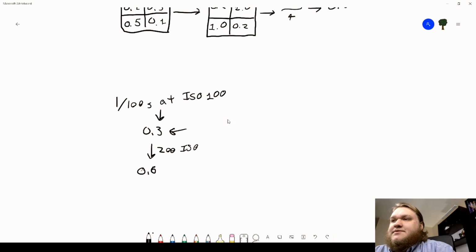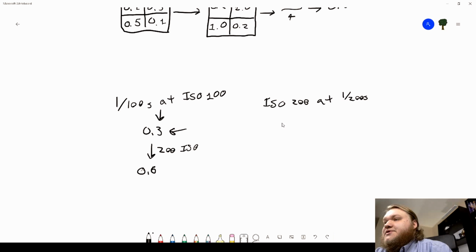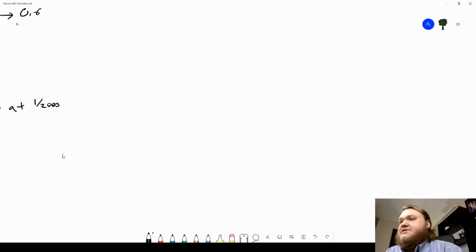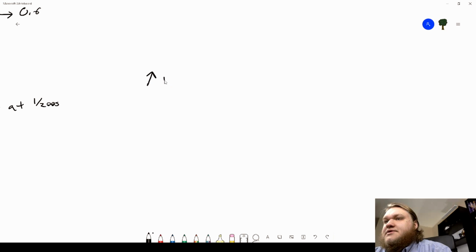So what this means that we can do is, if we have ISO 200, then we can shoot at 1/200th of a second. Because our shutter speed is twice as fast, we're going to get half the light. So ISO 200 at 1/200th is going to produce 0.3 for our value. The gist of it is, as we increase our ISO, we can decrease our shutter speed.